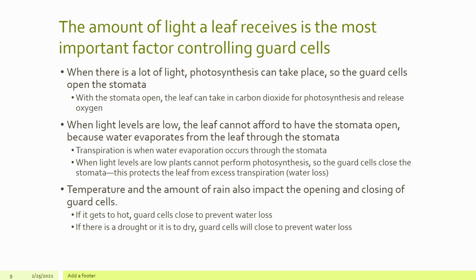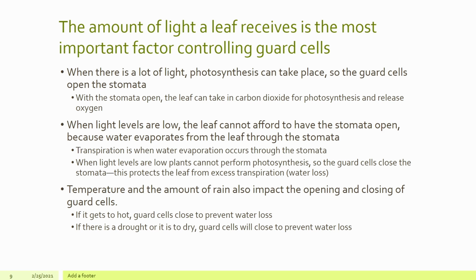But if the light levels are low, the leaf cannot afford to have the stomata open because you don't want water to evaporate via transpiration from the leaf through the stomata. Transpiration is when water evaporation occurs through the stomata, and when light levels are low, plants cannot perform photosynthesis. So, what's the purpose of having the stomata open? The plant would rather see them closed to protect the leaf from excess water loss.